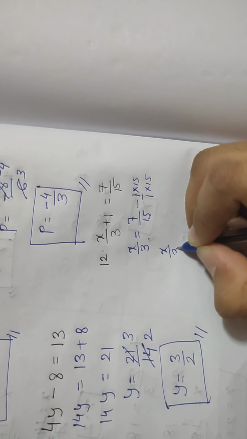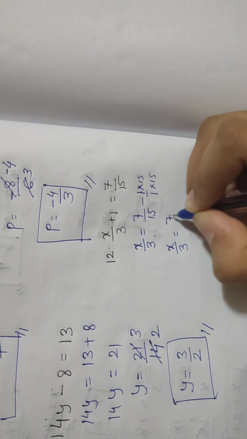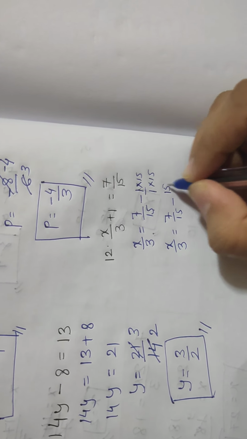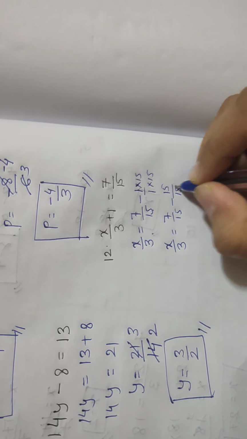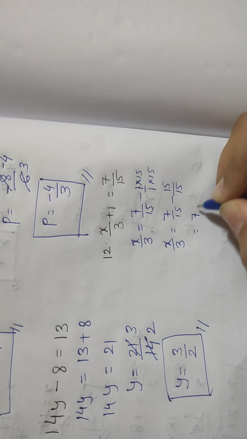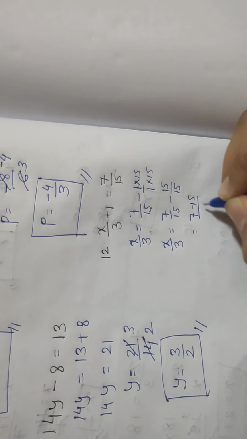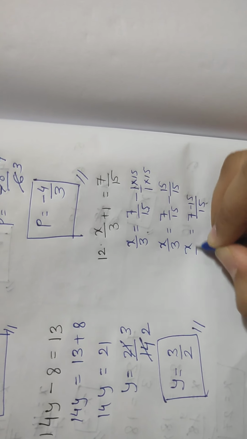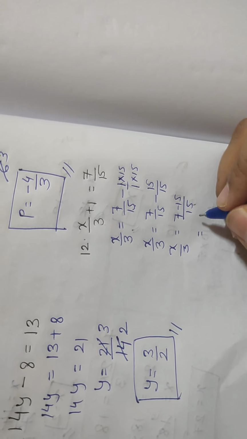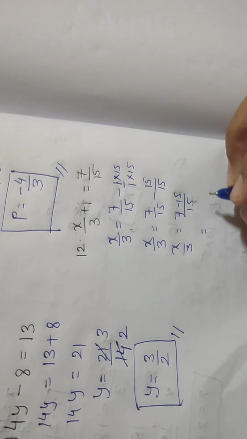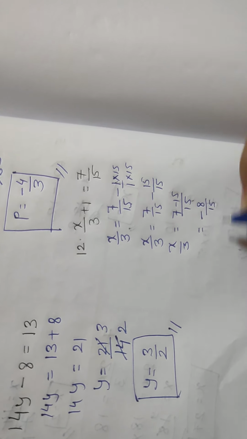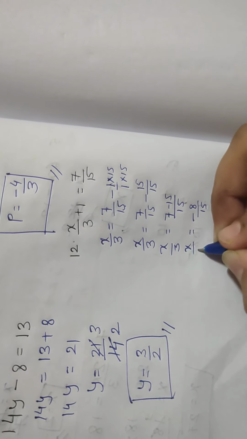So we can say x upon 3 is equals to 7 upon 15 minus 1 into 15, that is 15, and 1 into 15 again it is 15. Now denominator is same, so we can subtract the numerator. So we can say 7 minus 15 upon 15, that is x upon 3. So we'll find here 7 minus 15 is what? It is minus 8. So minus 8 upon 15. So here it is x upon 3.